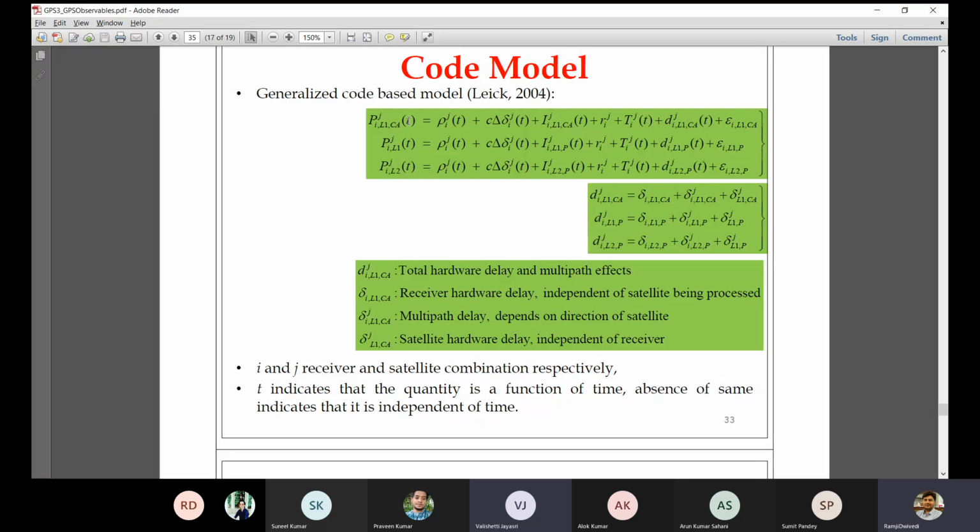Just understand the first line. Ideally, the upper three terms should be zero. These terms should not be present in this equation, but because of the error sources, they are there in this equation.